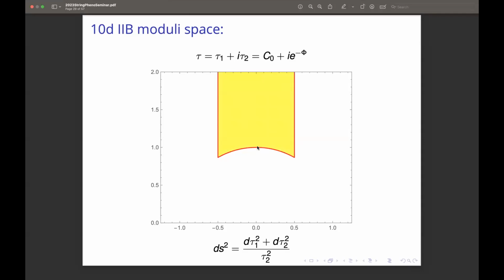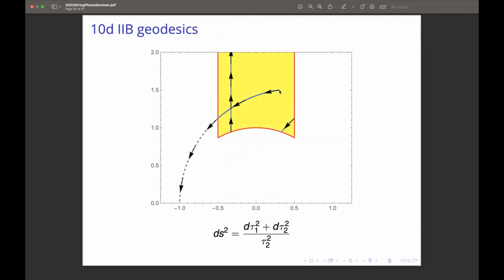However, there are many geodesics that take you there. So you could have a geodesic that goes just vertically up. You could also have a geodesic that maybe starts here, passes through one side of the fundamental domain, reappears at an identified side, passes through another side, and then reappears at another identified side, and then ends up going up. You could have very complicated geodesics that pass through multiple identified sides and eventually go straight up.